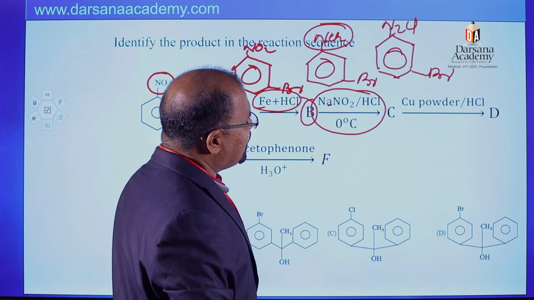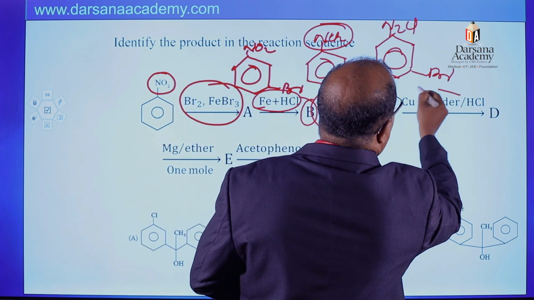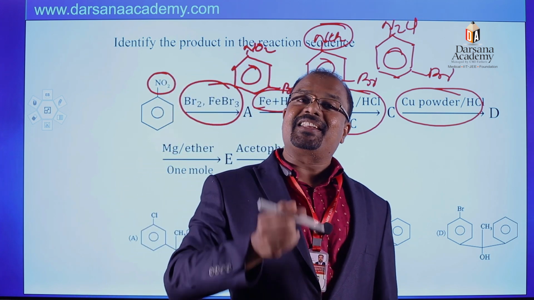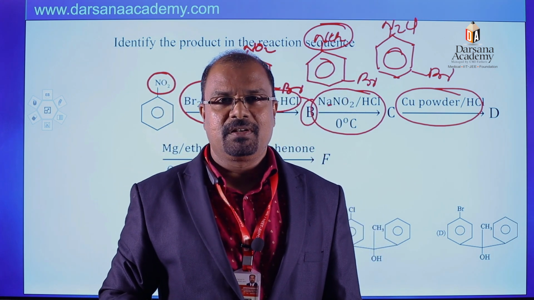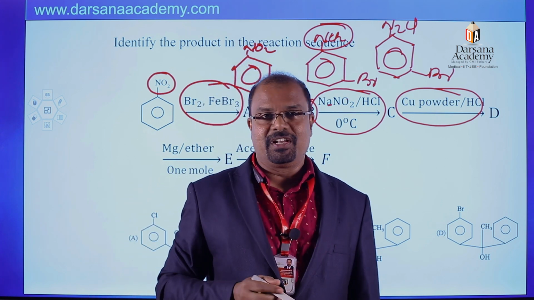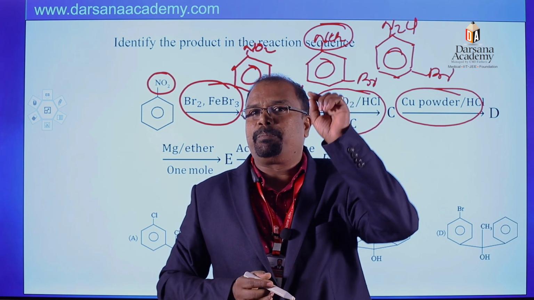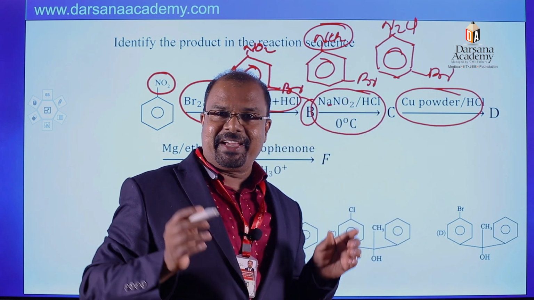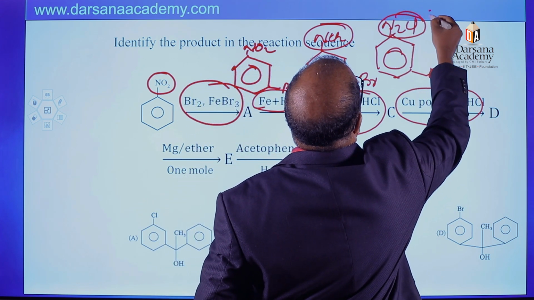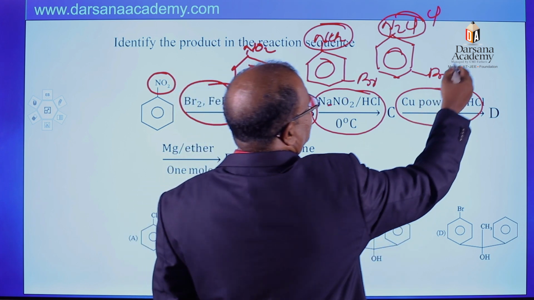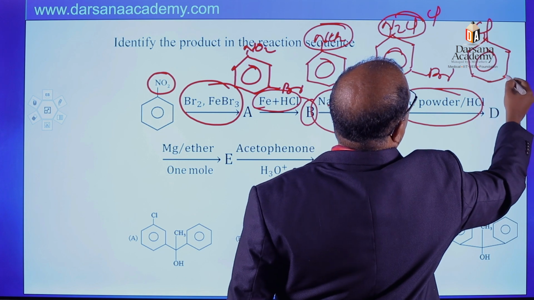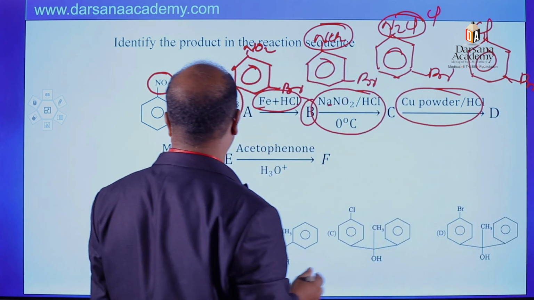Then what about C? After the reaction with copper powder and HCl, that reaction is called the Gattermann reaction. In the Sandmeyer reaction we use copper halide and hydrogen halide, but here it is copper powder and HCl, so it will become chloro. So this compound is D. The bromine will be there, with nothing happening to the bromine.